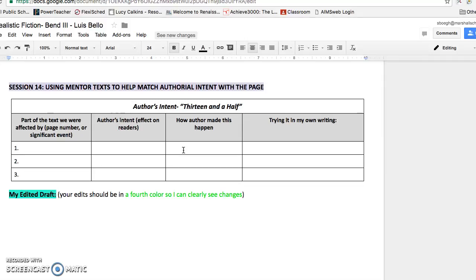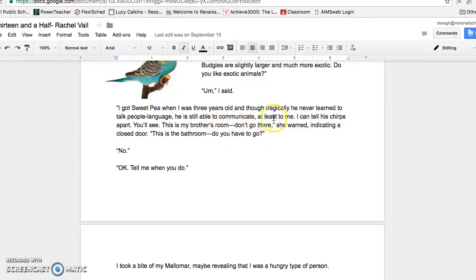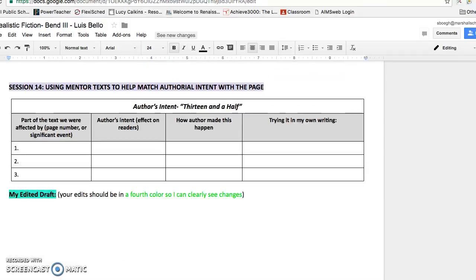If you remember our lesson the other day, we talked about how the rhythm of sentences can have an effect. And I think this is a prime example of that. These are really short, jumpy sentences. These are really short, jumpy thoughts that almost like Ashley, again, doesn't have this filter. She's just kind of blurting things out. "This is my brother's room. This is the bathroom. Do you have to go? Tell me when you do." These really short, simple sentences add to that flow of conversation where it's moving very quickly. So that might be a technique that I add here, how the author made this happen.